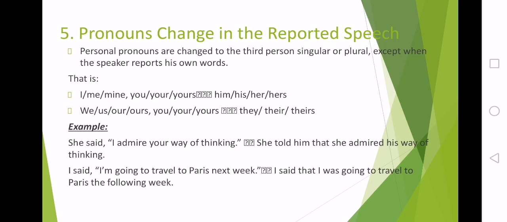Look at these two examples. She said, "I admire your way of thinking." She told him that she admired his way of thinking. So the pronoun "your" becomes "his." But the second example shows how, if the speaker is reporting his own words, nothing will change according to the pronouns. "I said, I'm going to travel to Paris next week." I said that I was going to travel to Paris the following week. So the pronoun "I" remains the same.